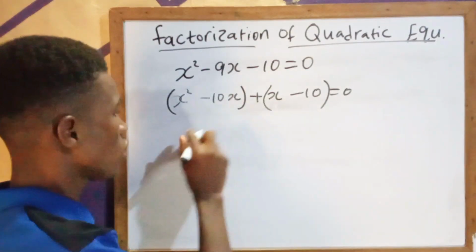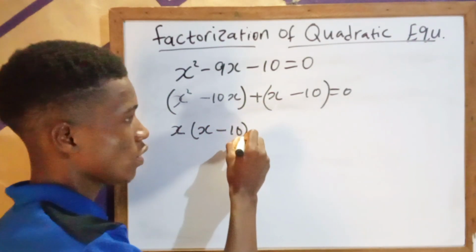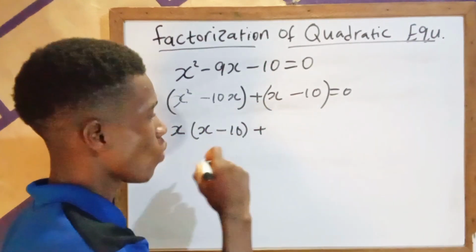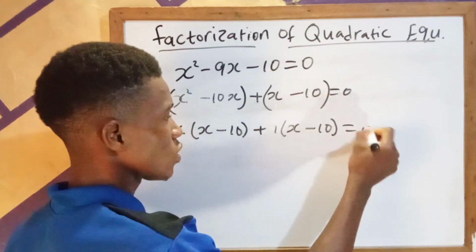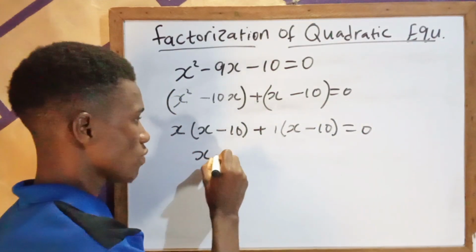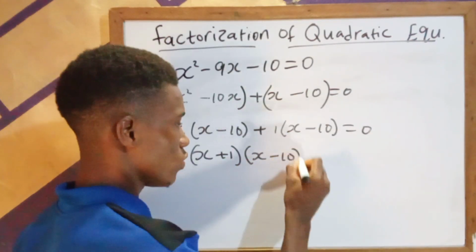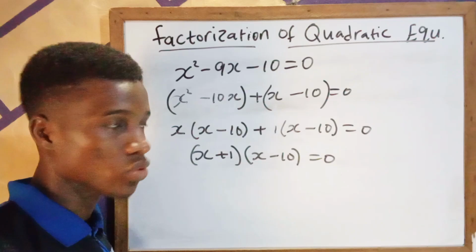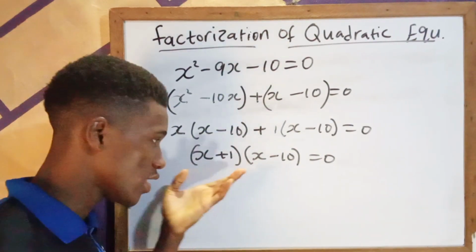So when we factor out x from here, we have x bracket x minus 10, and here when we factor out 1, we have 1 times x minus 10. You see that this now looks as if x plus 1 is multiplying x minus 10. See that we have now written this as a product of linear factors. That means we have factorized this quadratic equation. These are the factors.